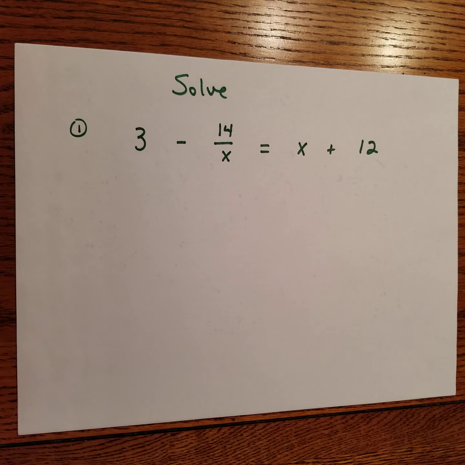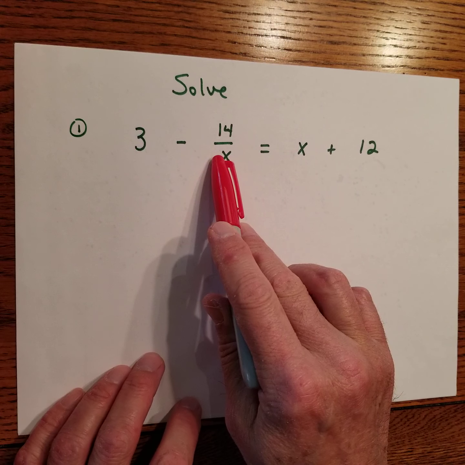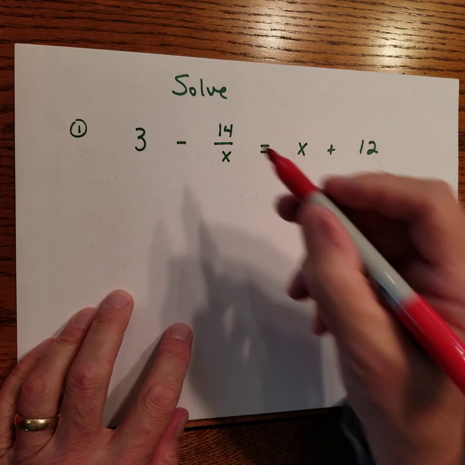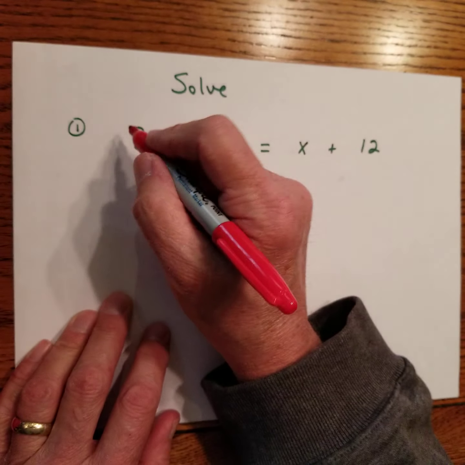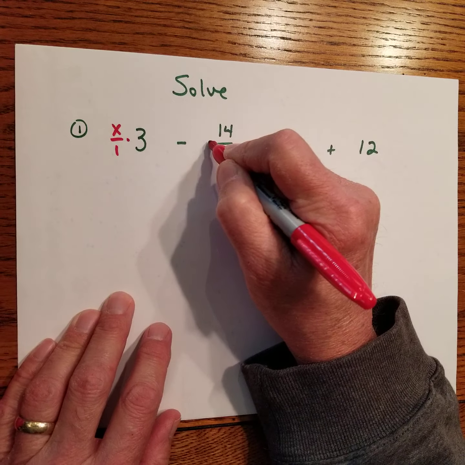Let's wrap up our discussion of equations with fractions with these examples. I've got an equation, there's a fraction. What do we do? We like to multiply both sides of the equation by the least common denominator. But this only has one denominator. It's x. So we'll multiply through both sides by x.